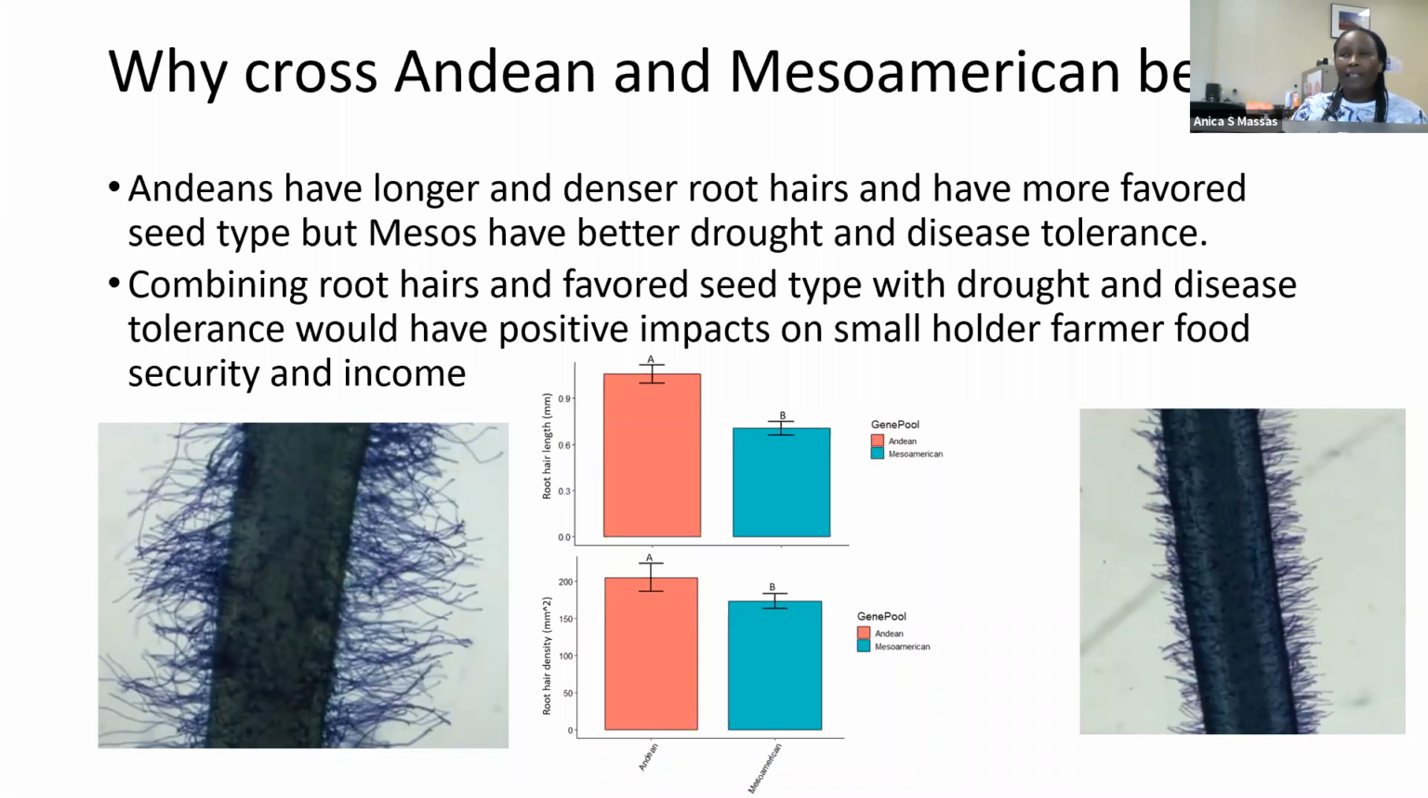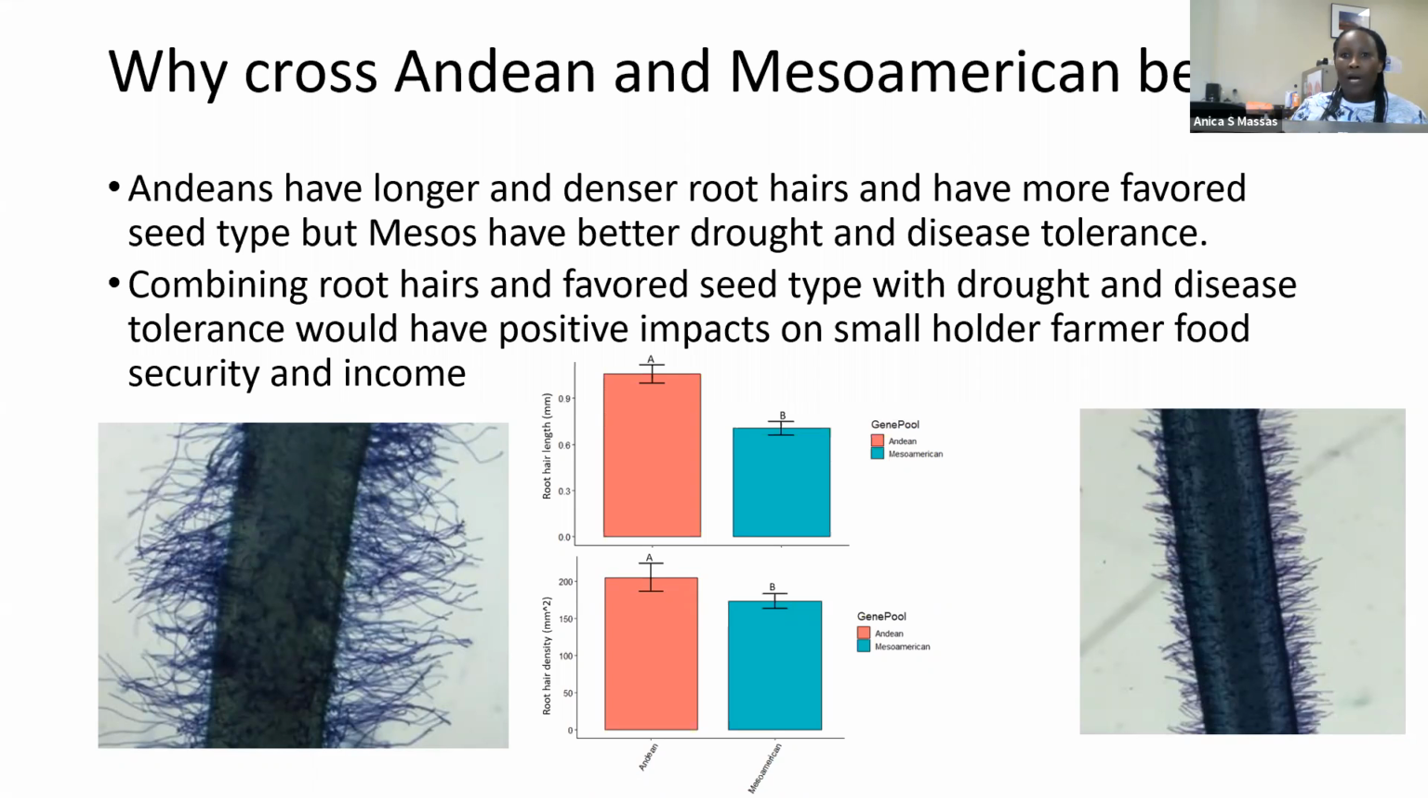We know that Andean has long and dense root hairs and a greater seed type, and Mesoamerican has better drought and disease tolerance. If you combine root hairs and greater seed type with drought and disease tolerance, it would have a positive impact on small older farmers, and they can increase their food and income too.